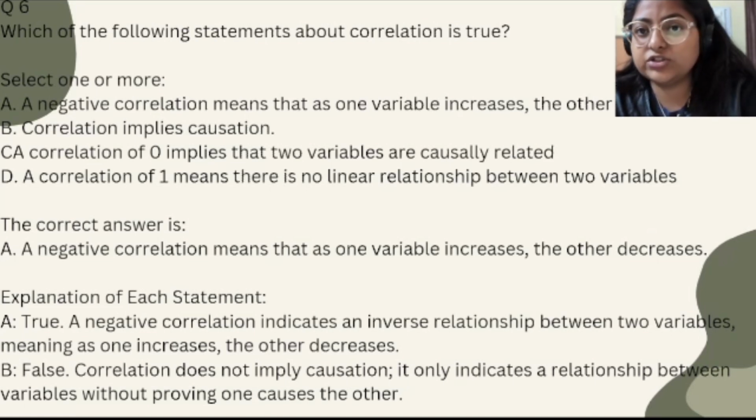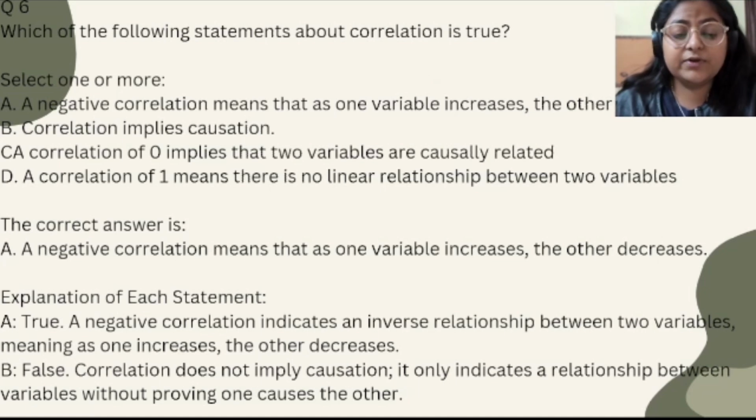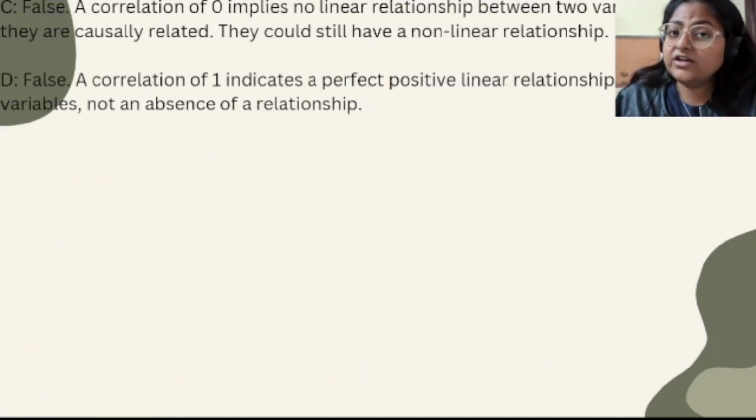The correct explanation to this answer is that A is true because a negative correlation indicates an inverse relationship between two variables, meaning as one increases, the other decreases. Why we haven't chosen B is because correlation does not imply causation. It only indicates a relationship between variables without providing cause and effect. We didn't choose option C because a correlation of 0 implies no linear relationship between two variables, not that they are causally related; they could still have a non-linear relationship. And D is false because a correlation of 1 indicates a perfect positive linear relationship between two variables, not an absence of a relationship.